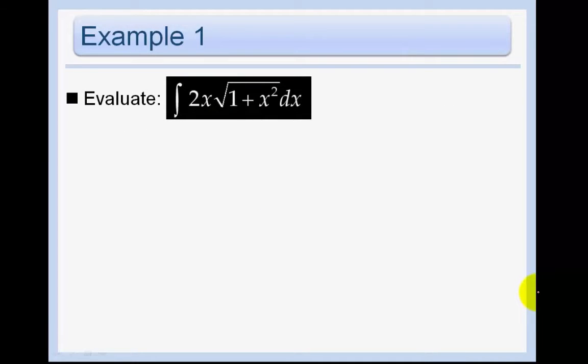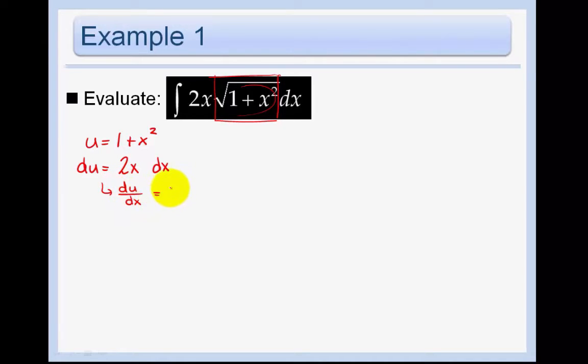Let's try and evaluate this by setting some u, and we should see the function and its derivative in there. So for this one, I'm just going to tell you that u is this. What's underneath of this root is the u. So we're going to say, let's let u be 1 plus x squared. If I let u be 1 plus x squared, then du would be 2x dx.